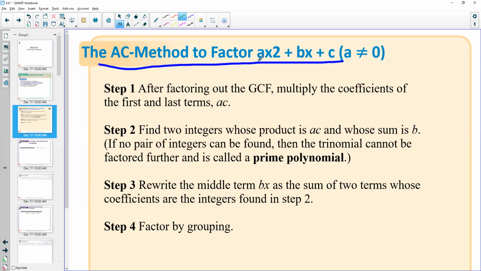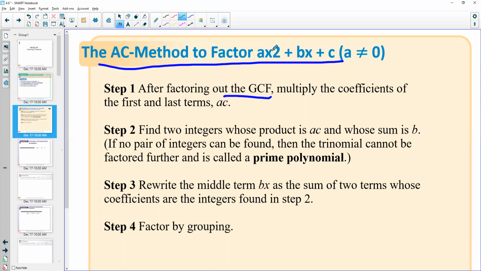Here's how it works. We're going to factor out any greatest common factors first. Whenever anything that is factoring related is introduced to you, the first thing you should do every single time is go, are there any greatest common factors? If there are, get rid of them. Take them out because it'll always make your life easier.